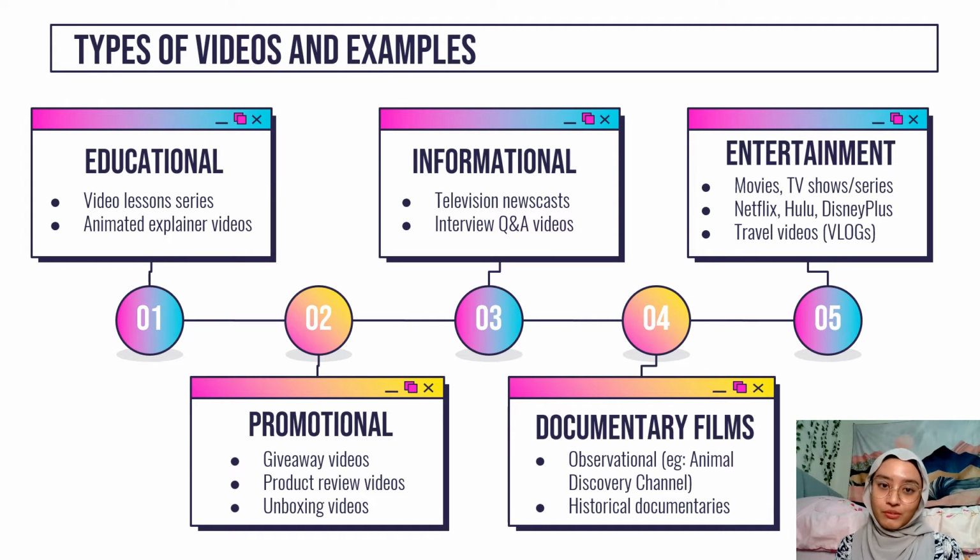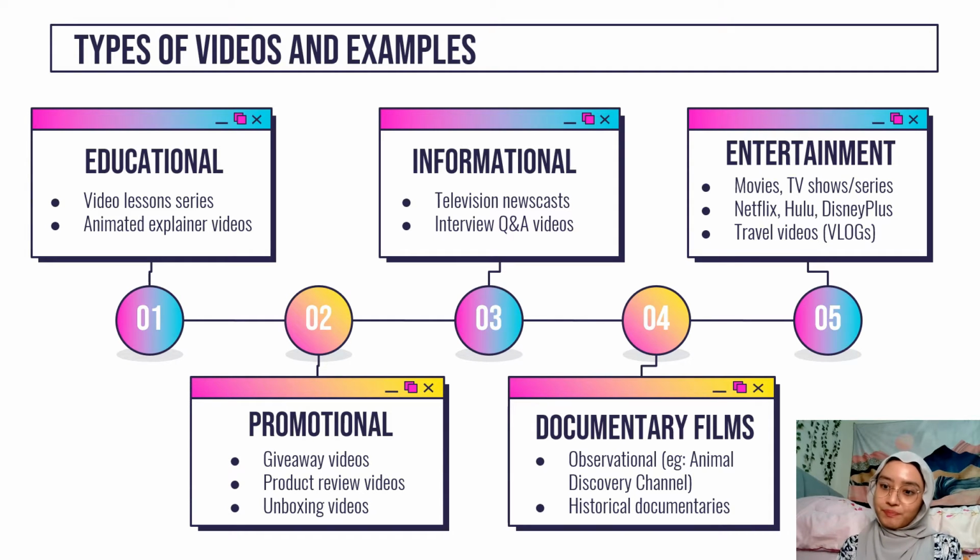Okay, moving on, let's go through some of the types and examples of videos. First, we have educational videos. Examples are video lesson series, the lecture videos that our lecturers usually gave us to watch, and animated explainer videos, the kind of videos on YouTube that we watch to better understand a certain topic that we learn in class. Then we have promotional videos such as giveaway videos, product review videos, and unboxing videos.